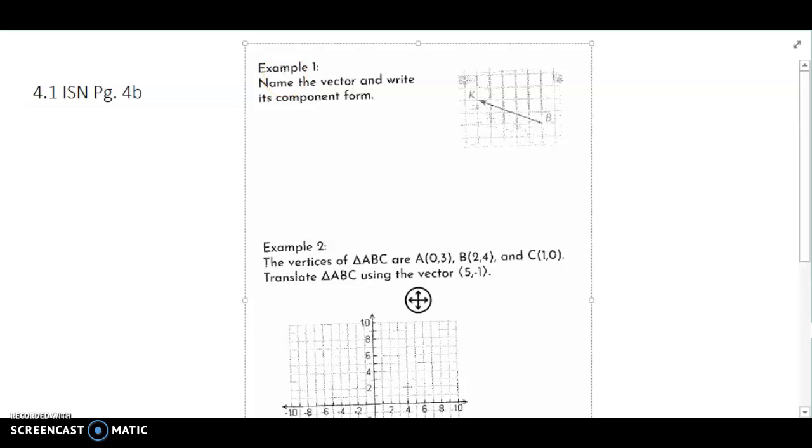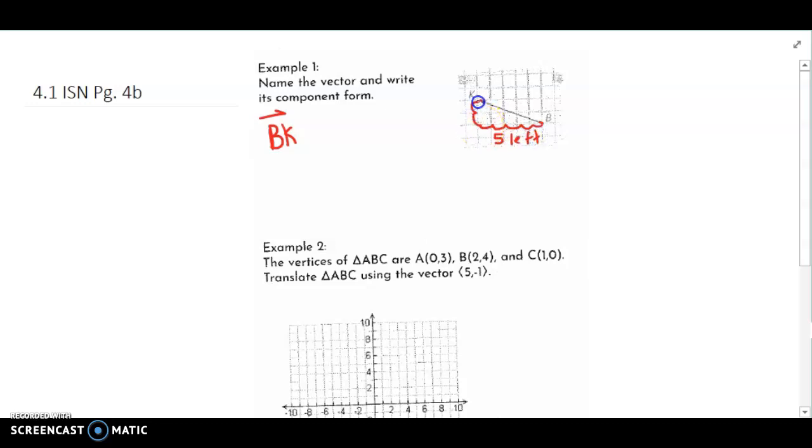All right, so let's look at example 1. It says name the vector and write its component form. So you should be able to name the vector. Our starting point is B and the ending or terminal point is K. So we would call it vector BK. Okay, and if I look here, I'm going 1, 2, 3, 4, 5 left, and 1, 2 up from B to K. I'm going 5 left and 2 up.